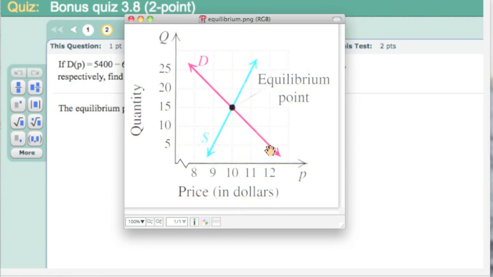Now the demand curve is from the consumer standpoint, and that says that as the price goes up, there's less consumer demand for it because less people can afford it. At $12, there's only a demand for 5 of these widgets. Conversely, though, as the price goes down, the demand for that object will go up because more people can afford it. There'll be a demand for 25 of these things at $8.